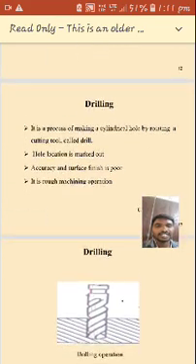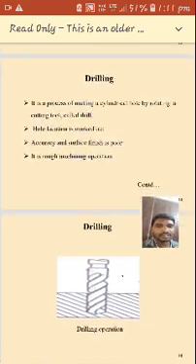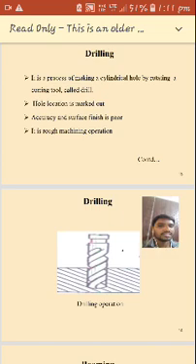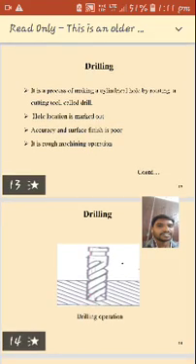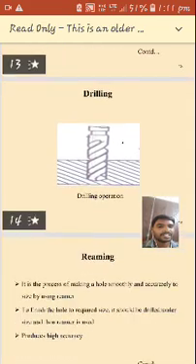The first one is drilling. It is a process of making a cylindrical hole by rotating a cutting tool called a drill. First the hole location is marked out. The accuracy and surface finish are poor, so drilling is a rough machining operation.